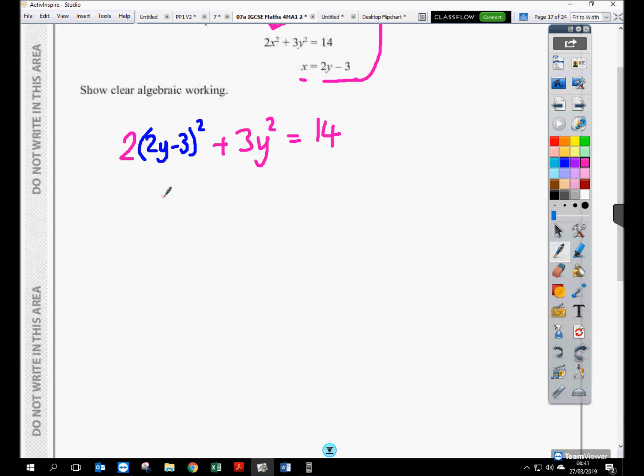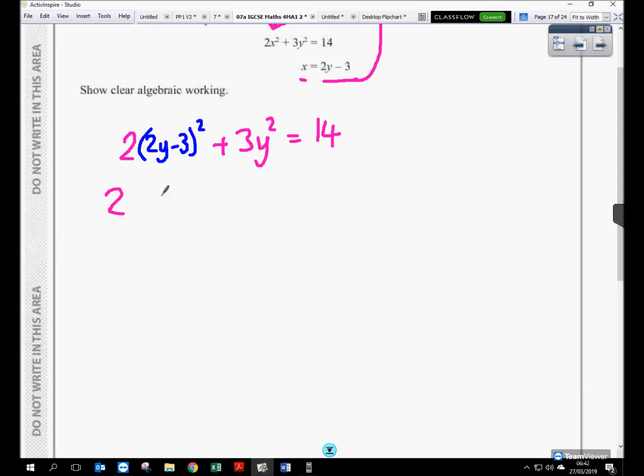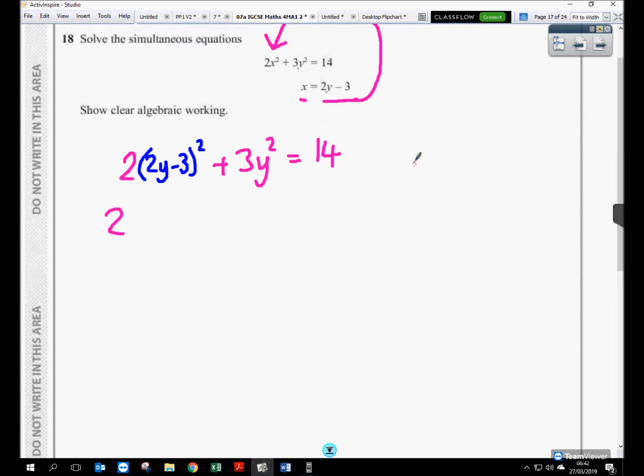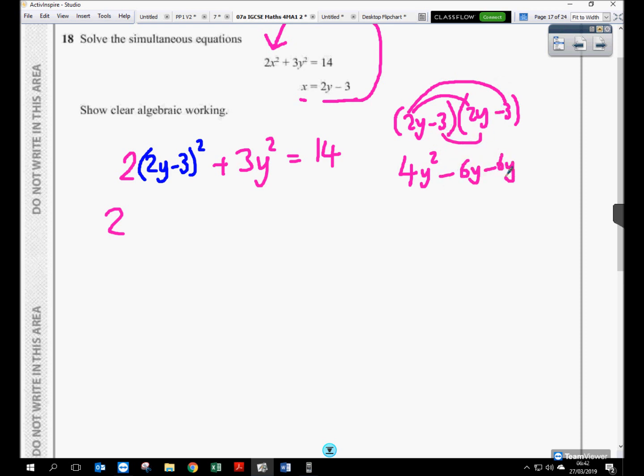Well, you should know that squaring means to multiply by itself. So what we're going to do now is write the brackets out twice. Now either you can do this as part of the equation here, or you can do it separately on the side. So if we do it separately, we have 2y minus 3 times 2y minus 3. Okay, let's expand the brackets. 2y times 2y is 4y squared. 2y times negative 3 is negative 6y. In the middle you have negative 6y, and negative 3 times negative 3 is positive 9. So we have 4y squared minus 12y plus 9.